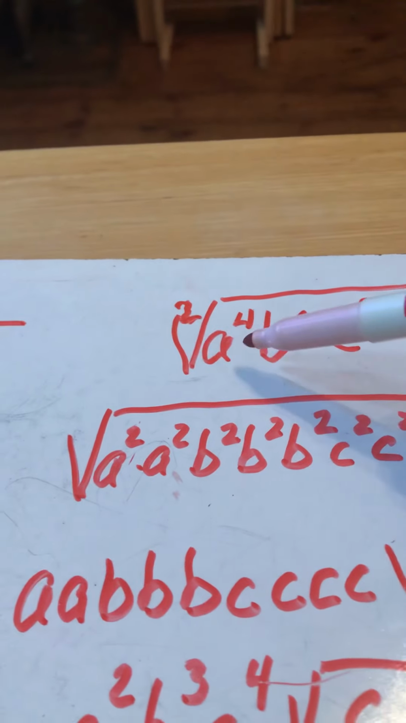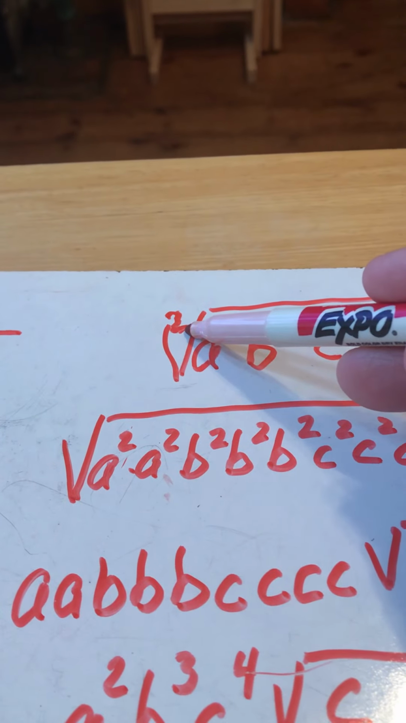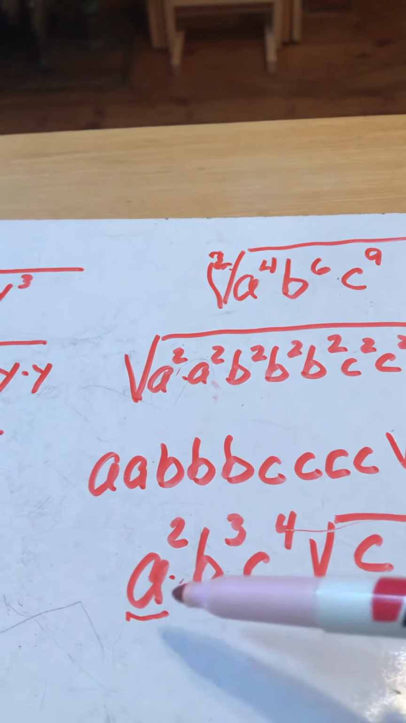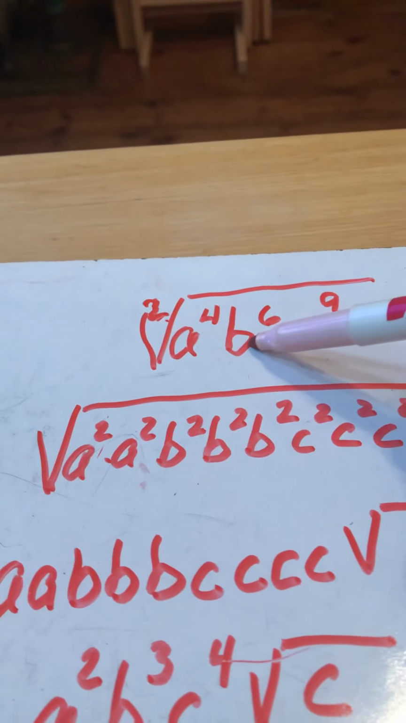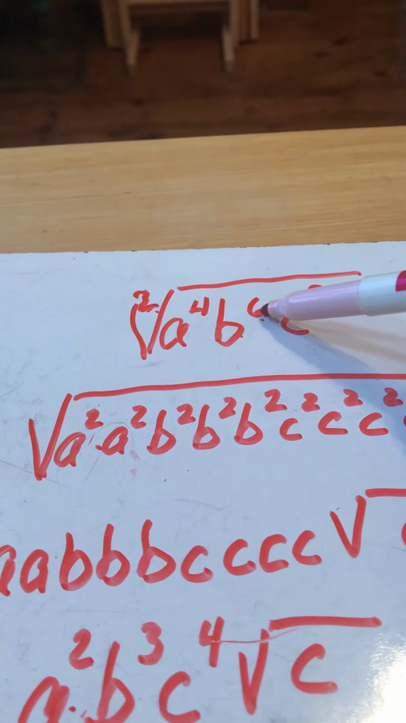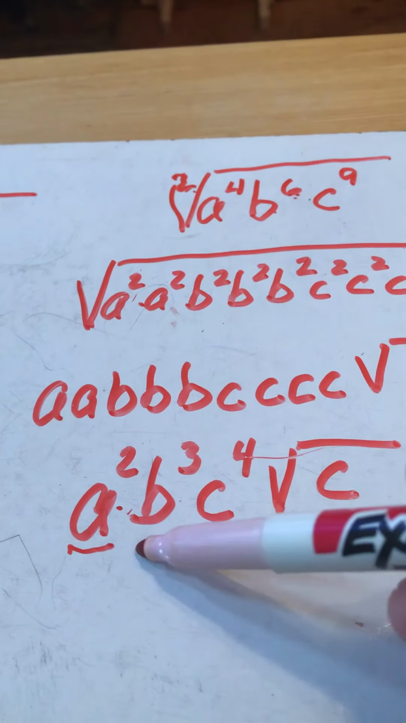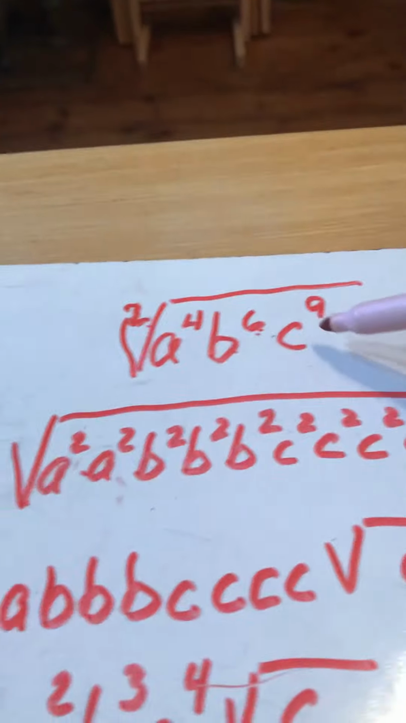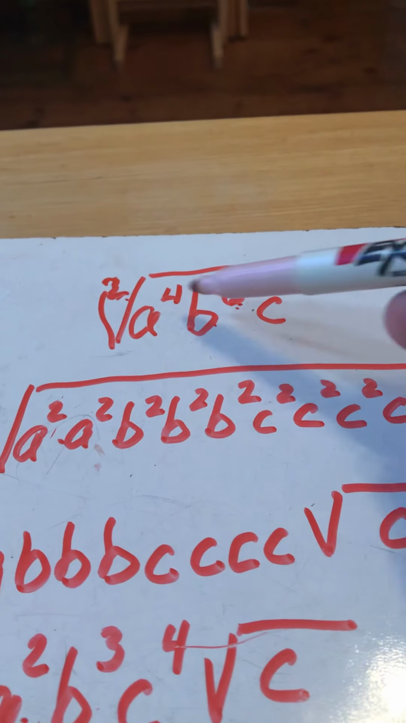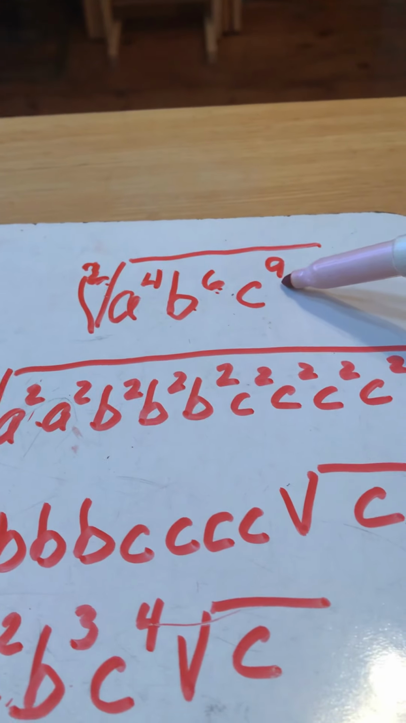So if we take 4 divided by 2, we get 2. So a squared. Now we look at our b variable. Because it's to the power of 6, 6 divided by 2 is 3. So that's b cubed. Now, here's the tricky part. 9 isn't divisible by 2, not evenly at least.